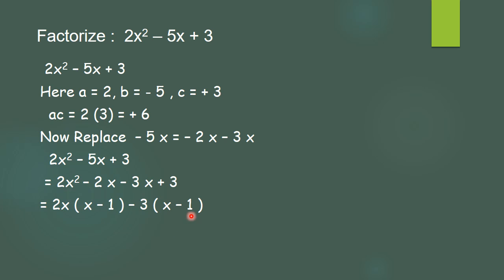Now x minus 1 is a common factor. So we'll take that common and write it in one bracket. And from the second bracket, what are the terms that remain? From here it is 2x and from here it is minus 3. So we get x minus 1 into 2x minus 3. Hope you have understood what we have done.